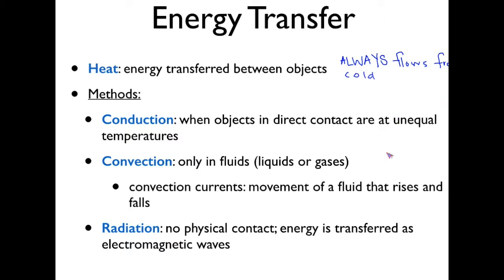The first one is conduction, and this is when objects are in direct contact. You have to be touching to have conduction. Okay, you must be touching. A lot of times they'll ask you, is this conduction or is this convection or radiation? If you have two things that are touching, you know that it's conduction. Convection only occurs in fluids, in a liquid or gas, no solids.